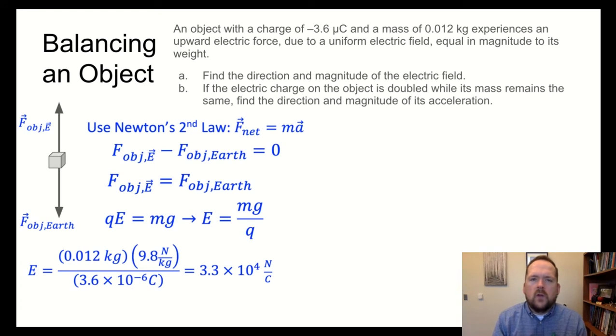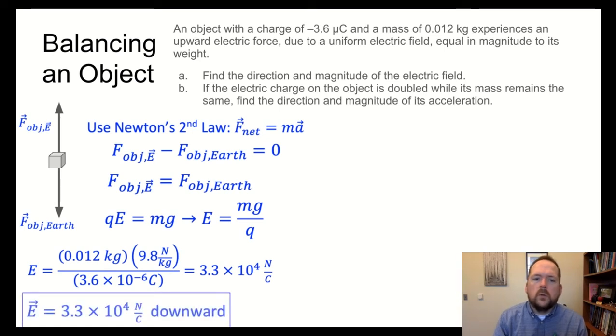The size of the charge we were given is 3.6 microcoulombs, so that's 3.6 times 10 to the negative 6 coulombs. Notice I'm just plugging in a magnitude here. I'm not worrying about the negative charge because I'm going to worry about the direction piece independently of this calculation. And if you punch all that into your calculators, you get about 3.3 times 10 to the 4th newtons per coulomb. And electric fields are measured in units of force per units of charge, most commonly newtons per coulomb.